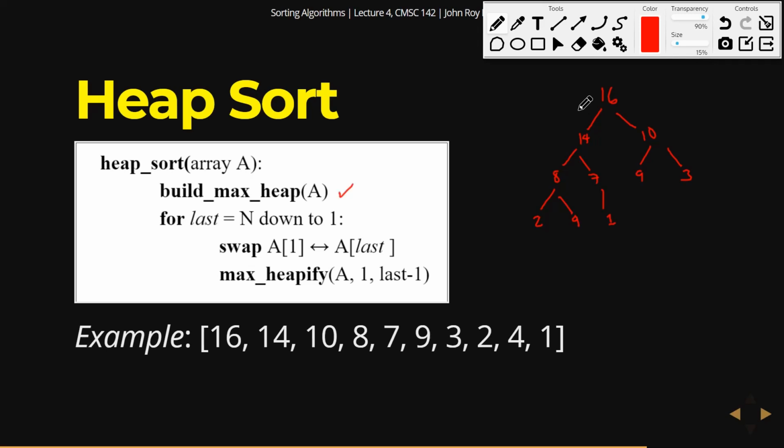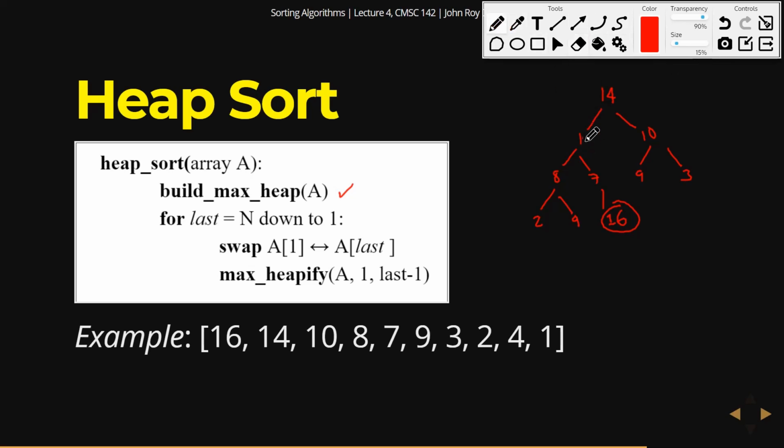So from n down to 1, we'll start with the last one and swap that with the first. So 16 and 1 will be swapped. This one is done already; 16 is the last. Since we swapped it, we should max heapify. So 1, 14, and 10: 14 should be here, and then this should be 1.